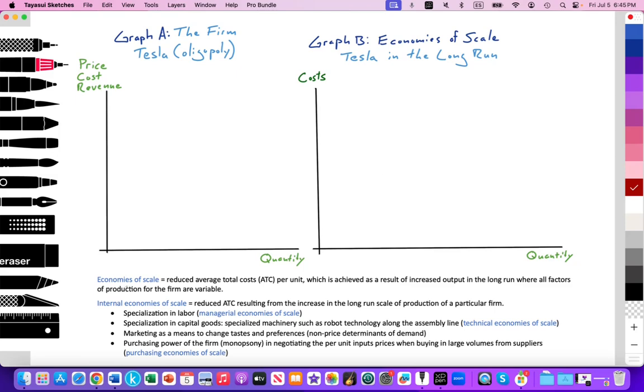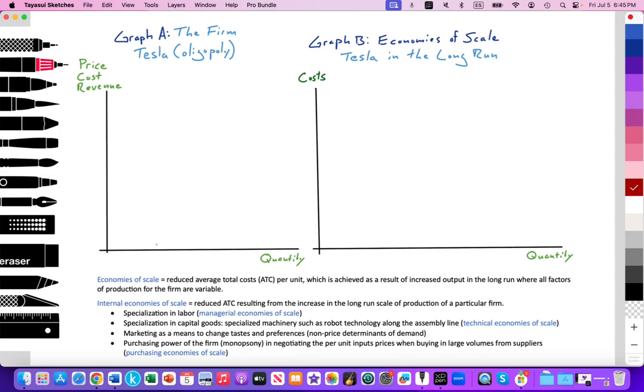Some vocabulary. Down here we have economies of scale, which is reducing average total cost per unit, achieved as a result of increased output in the long run where all factors of production are variable. Okay, so that's our first key term.